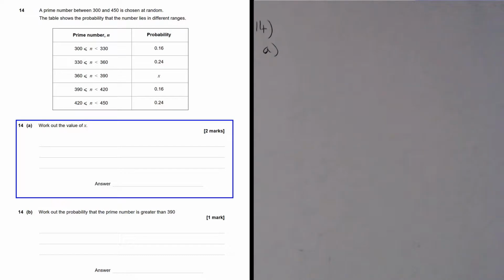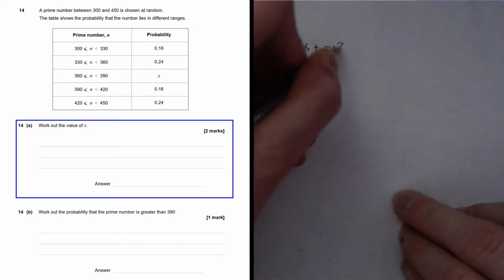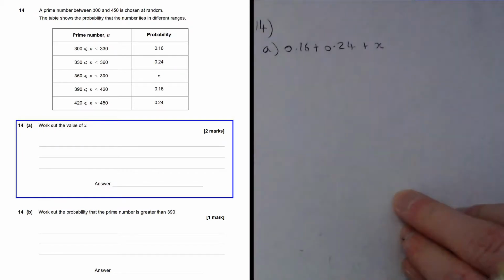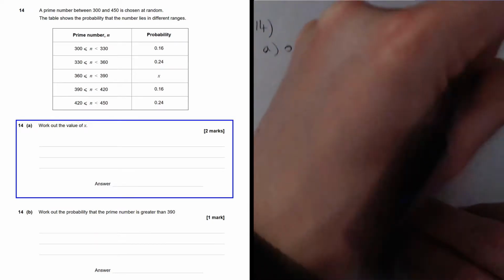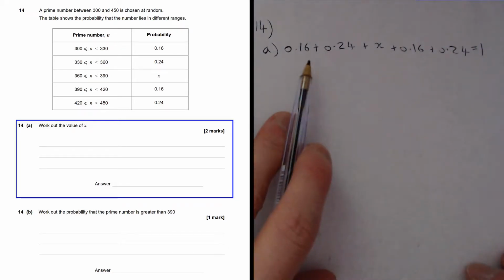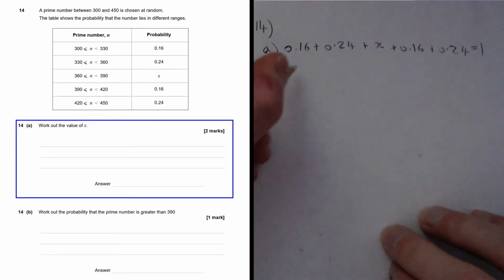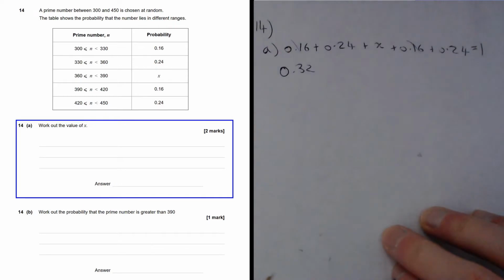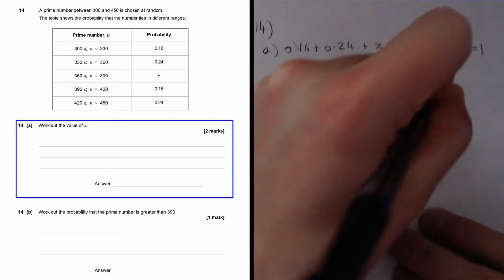So all we need to do is add up all the probabilities, and these should equal 1. So we need to do 0.16 plus 0.24 plus x plus 0.16 plus 0.24. And we know, because these are probabilities, they add to 1. Okay, let's combine some of these. Well, 0.16 plus another 0.16, that's going to give us 0.32. And then we're adding that to 0.24 and another 0.24. Well, that's 0.48. And then we're adding our x, and that equals 1.